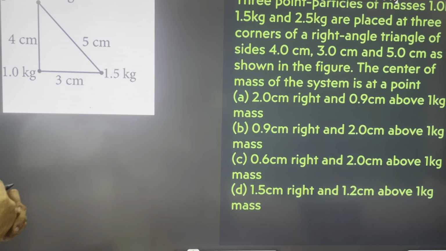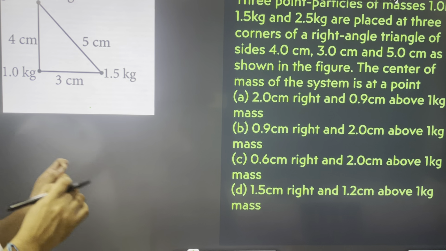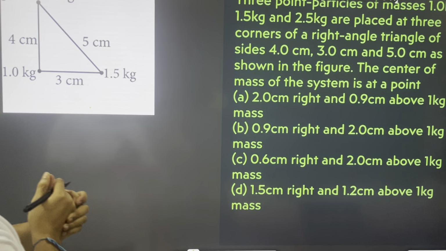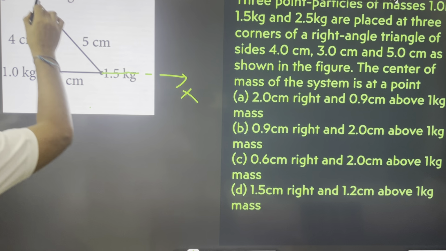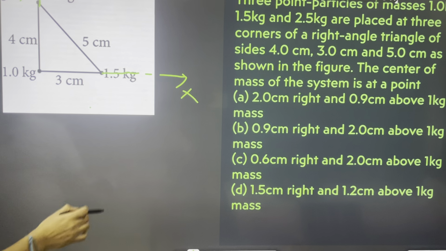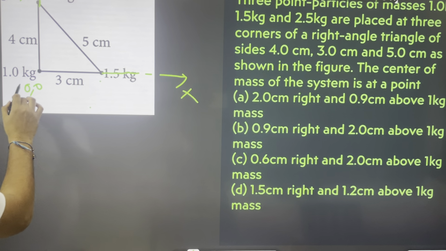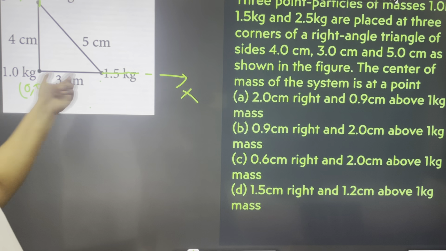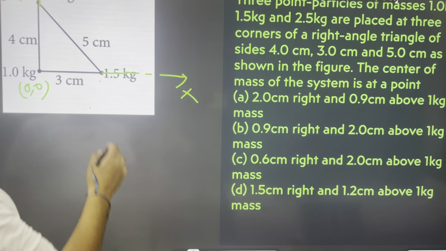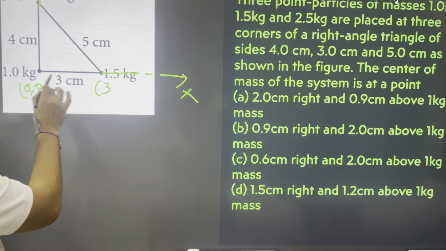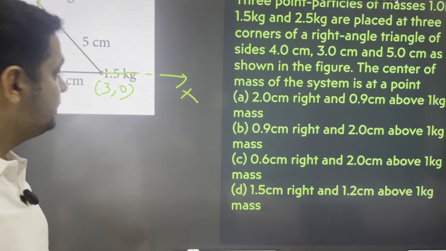Okay, now see here how to find it. Whenever this type of question is there, you should take the whole system on a coordinate system. So here I will draw the coordinates. Let's consider the x coordinate here, and the y coordinate here. If I take the 1 kg at the origin, this 1.5 kg particle will come here, at a distance of 3 centimeter in the x direction. So we can write this as 3 in x, and it is along the x axis, so at this point y is 0. So we can take 3 comma 0.